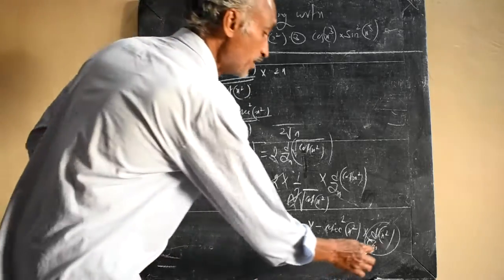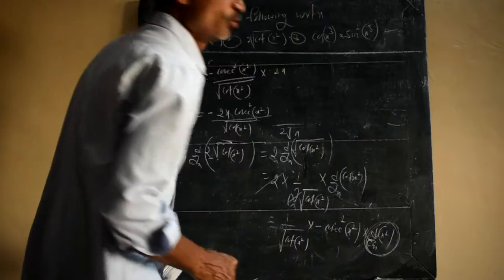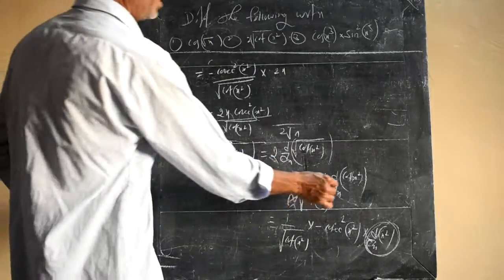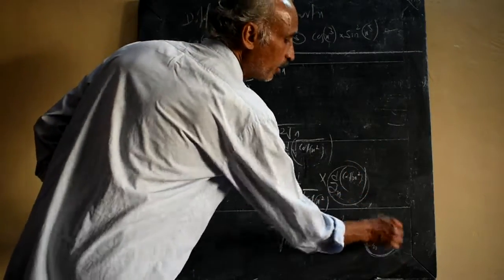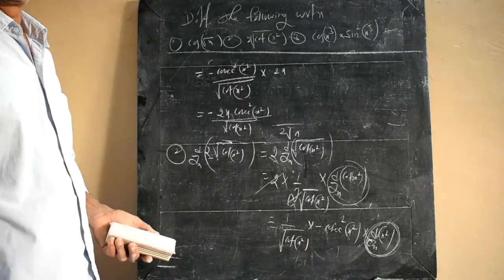Mind it now, always into d by dx of f of x should be taken in the numerator, not in the denominator.